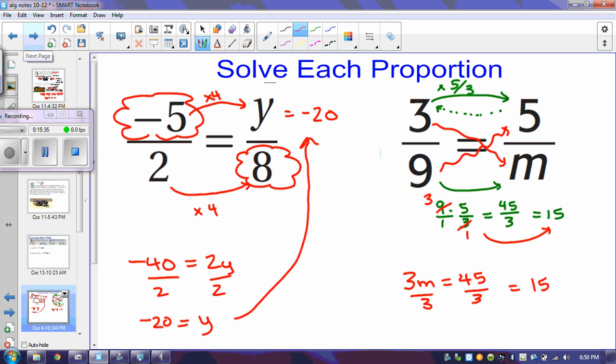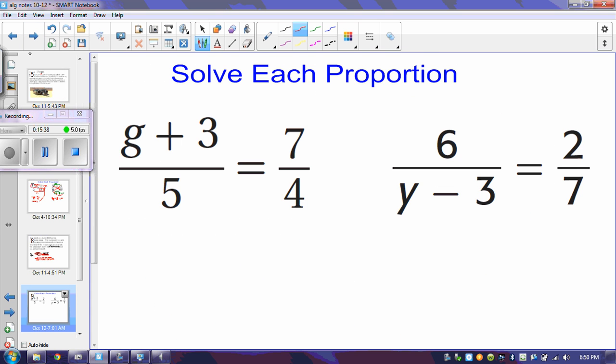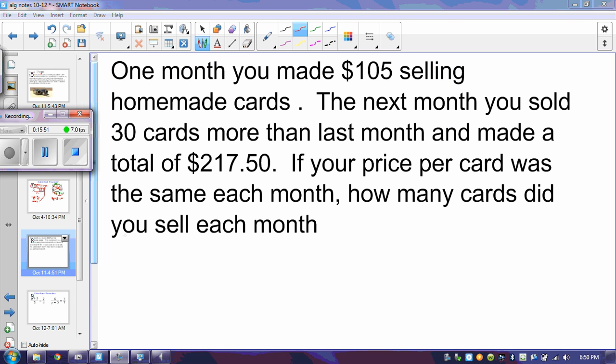Now, proportions like this one here are a little bit more complex because instead of just having a g up here, now we have a g plus 3. And you might wonder why we would ever run into a scenario like that. So let me give you an example. In this situation, obviously somewhat made up, we have a card business that you're running, and you have your total amount that you made in 1 month, but you did not keep track of how many cards you sold.